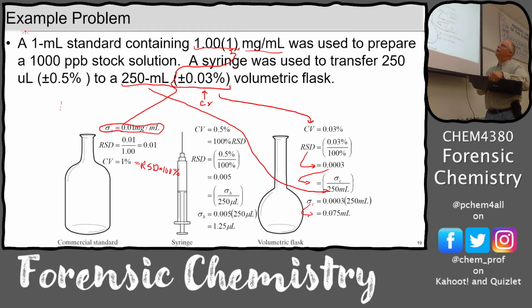The same kind of thing here. We've got this 250 microliters plus or minus 0.5%, so that's a CV as well. So that's 100% times RSD. So we would rearrange that. Here's our RSD, which is equal to our uncertainty divided by 250. And so we could solve for that. It's 0.005 times 250 microliters, which is 1.25.